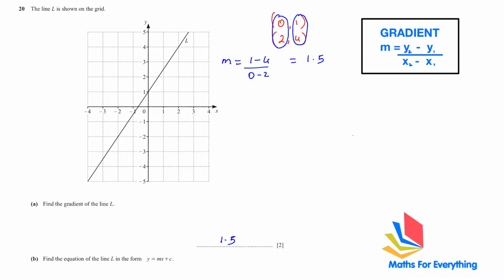We already have our gradient, so we can just replace the gradient. We can write y is equal to 1.5x and c is our y-intercept. It is the y value of the point where it cuts the y-axis, which is 1. So y = 1.5x + 1.